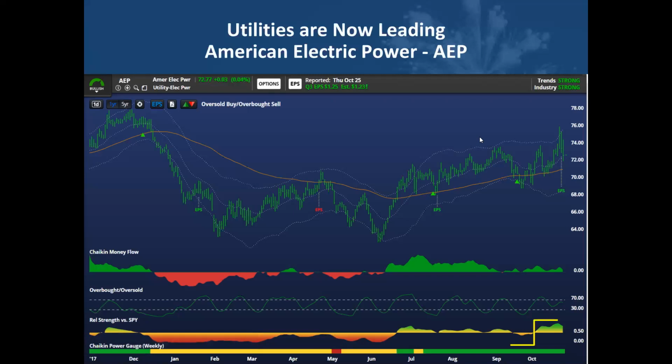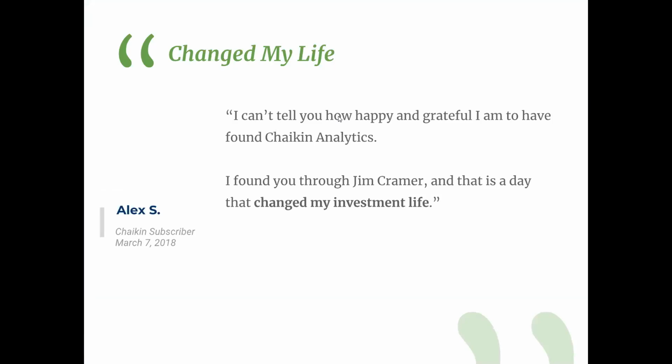Still early days for the idea, but I just want to show you that even in the current environment, the process is repeatable and the process is reliable using the done-for-you research built into the Chaikin Power Gauge with a technical overlay, combining those fundamentals with the technicals.